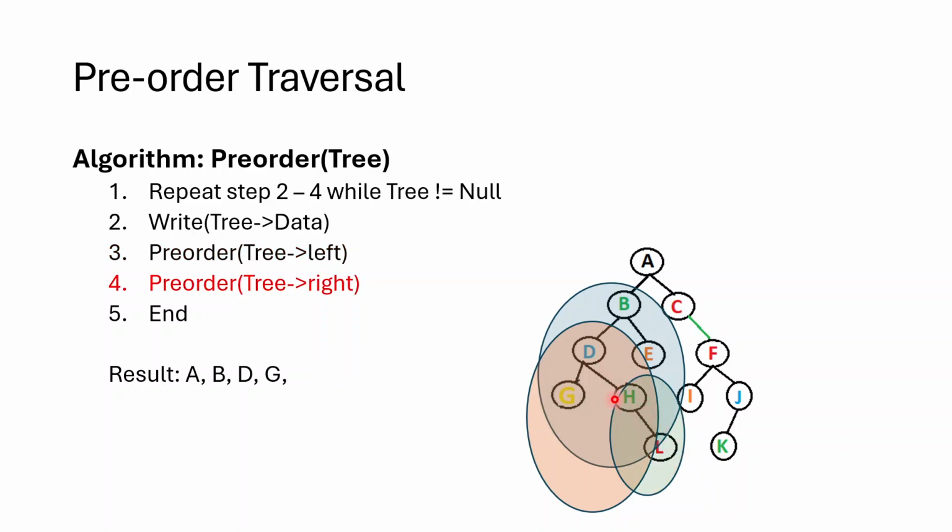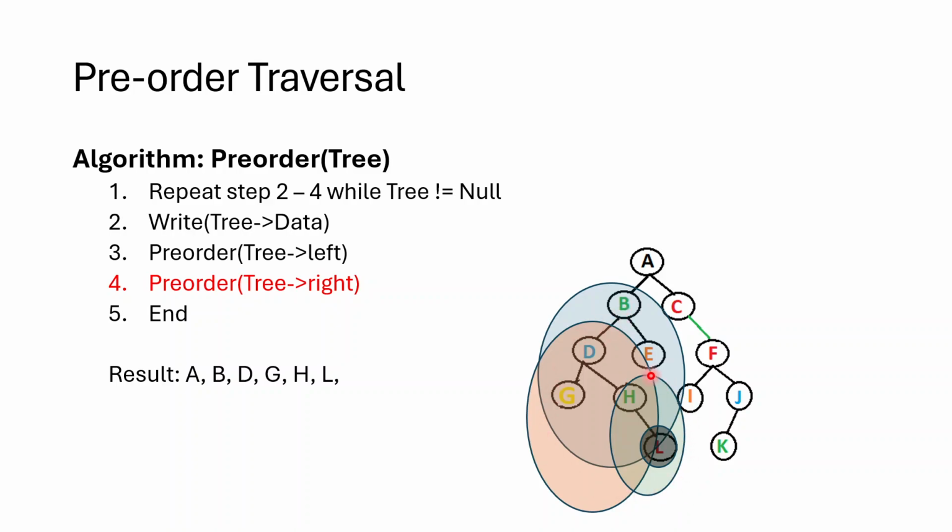So for H and L, which is the root node? H is the root node. H is done. For H, is there any left child? No. Then it goes to the right child. For the right side, root is L. So L is written over there. For L, is there any left or right? No. So it goes back to B. The root of B is already done.